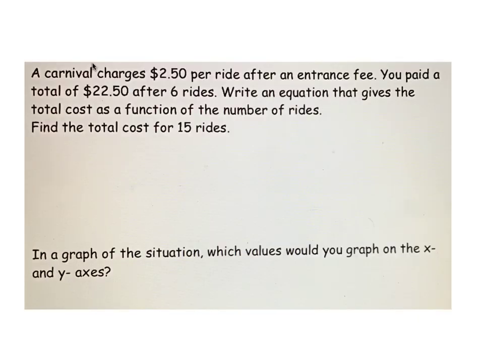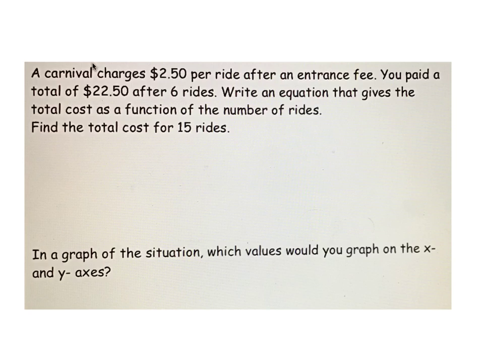So here's a word problem, and in this situation it says a carnival charges $2.50 per ride after an entrance fee. You paid a total of $22.50 after 6 rides. Write an equation that gives the total cost as a function of the number of rides. Find the total cost for 15 rides.